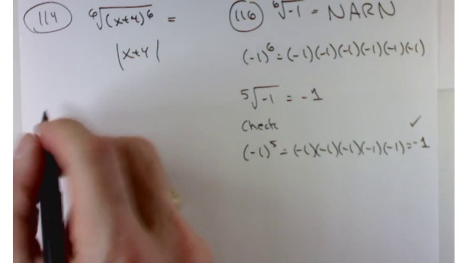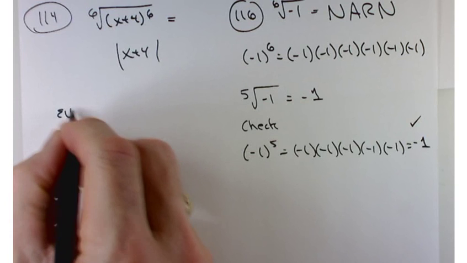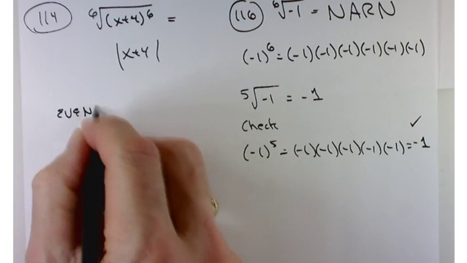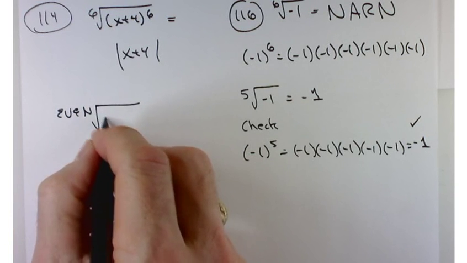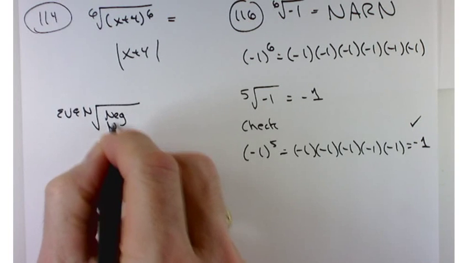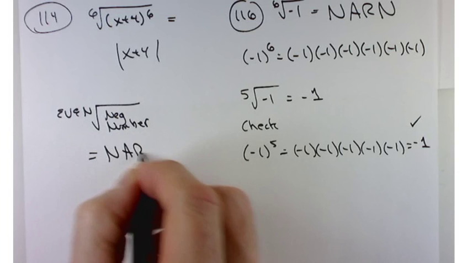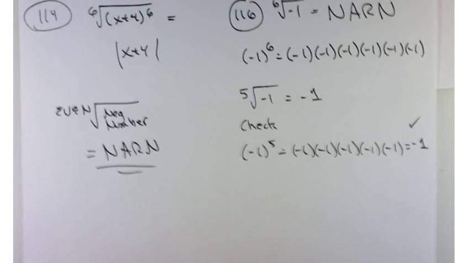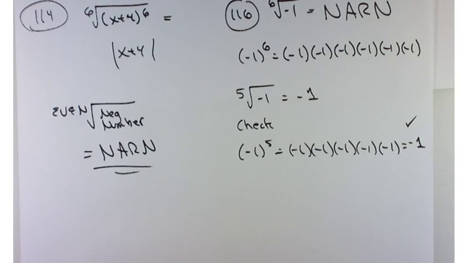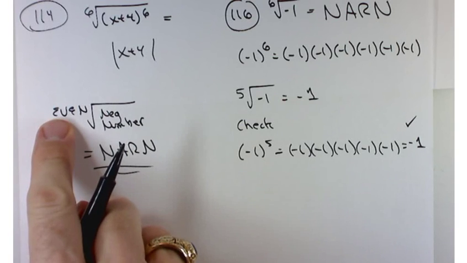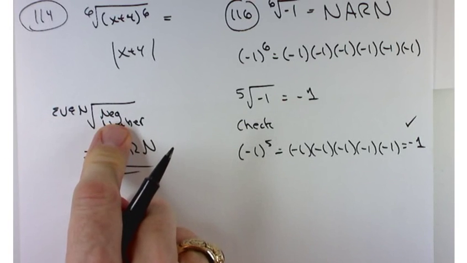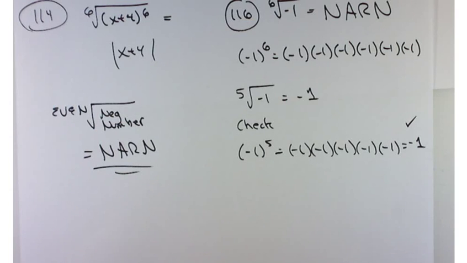So, kind of a parting shot here for you. If you have an even root of a negative number, you're going to get NARN. This is extremely informal. I can see some of my colleagues really cringing that I would write this, but in general, for you sitting there, that's what it means. If you've got an even number out here and a negative number here, it's just not a real number. You can't do it. Okay?